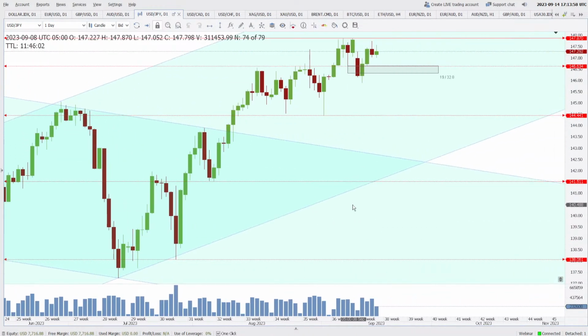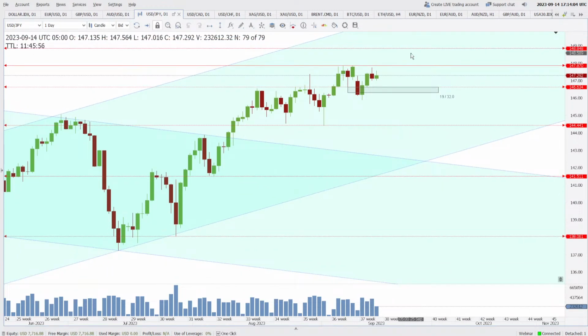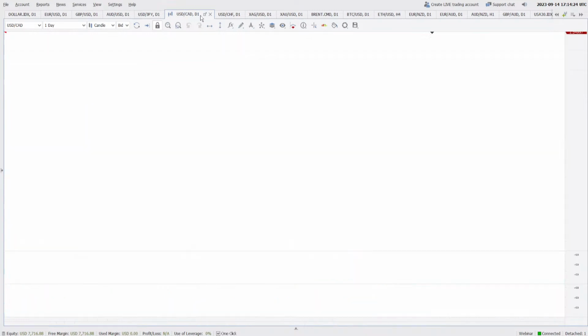USD JPY, we have potential higher targets around 147.87, which is the first high. Later on we have targets around 148.84. The price is consolidating before making any fresh move higher. If the price starts going lower from here, 146.63 should be seen as an area of opportunity or also as a support. The resistance may be seen at 147.87 and 148.84.